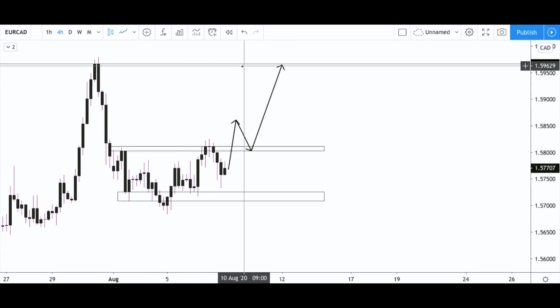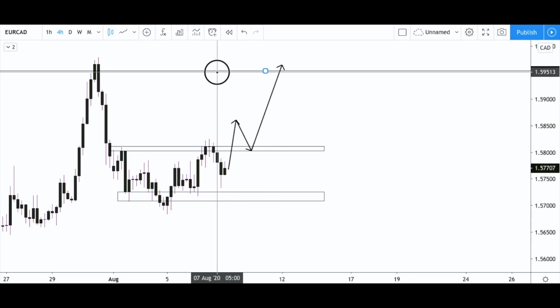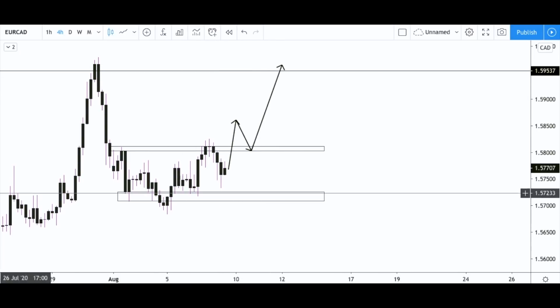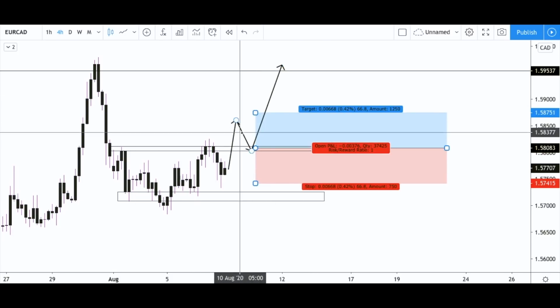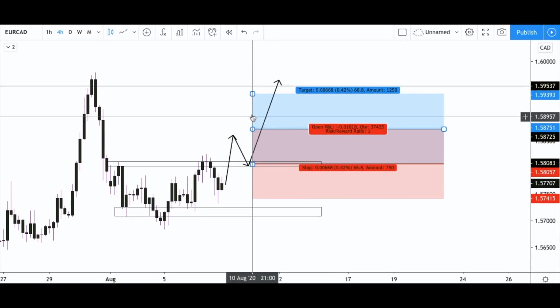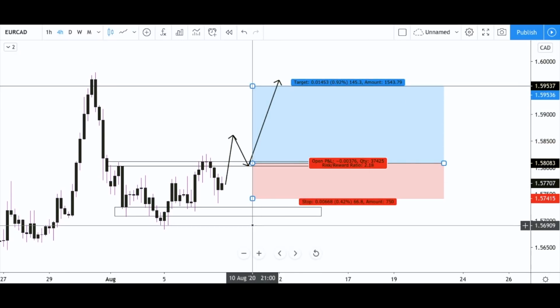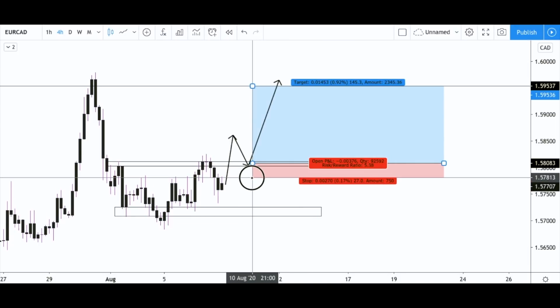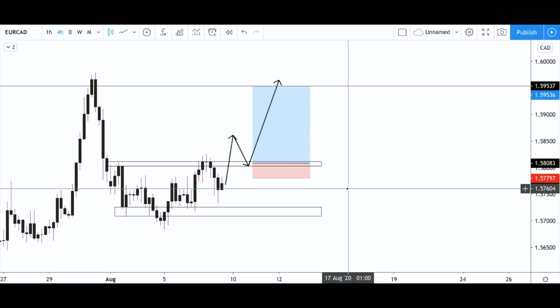Our target is going to be set at 1.59500, so somewhere around here. And this would be a great trade, as well as this would present us with a nice risk reward ratio here as well. So our targets would be up there, our stop loss would just be somewhere around here, and we'd be looking for a 1 to 5 risk reward on EURCAD as well.